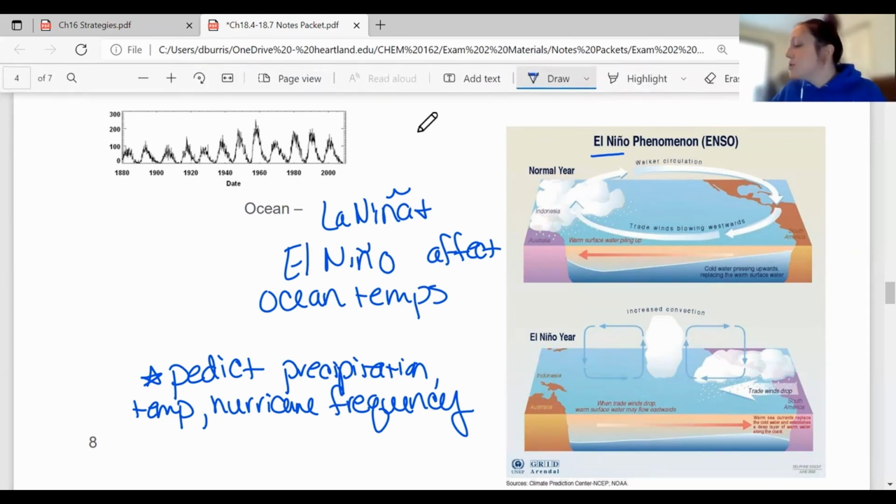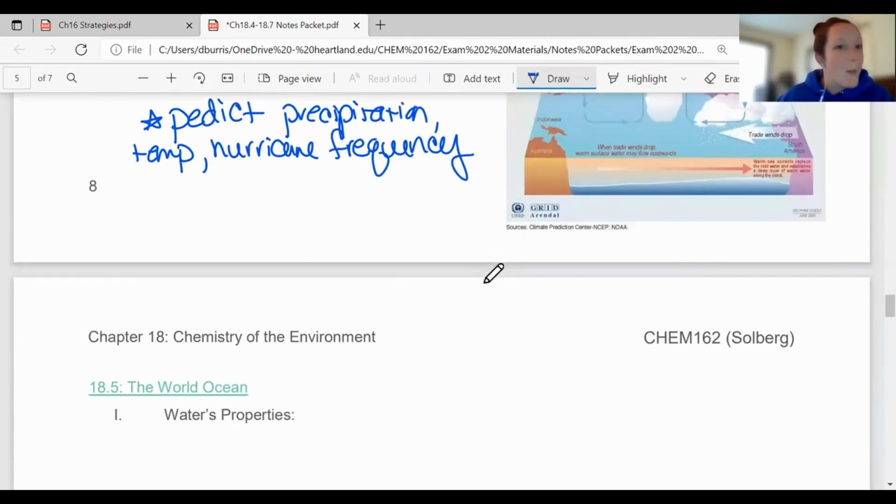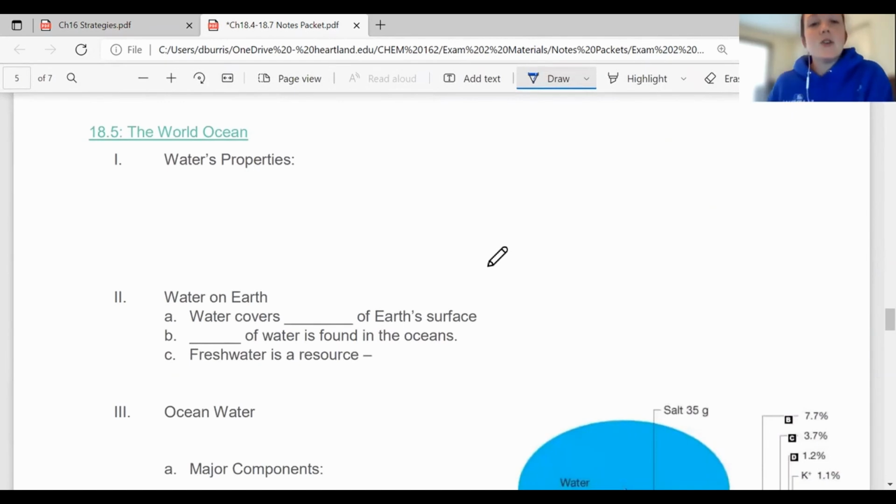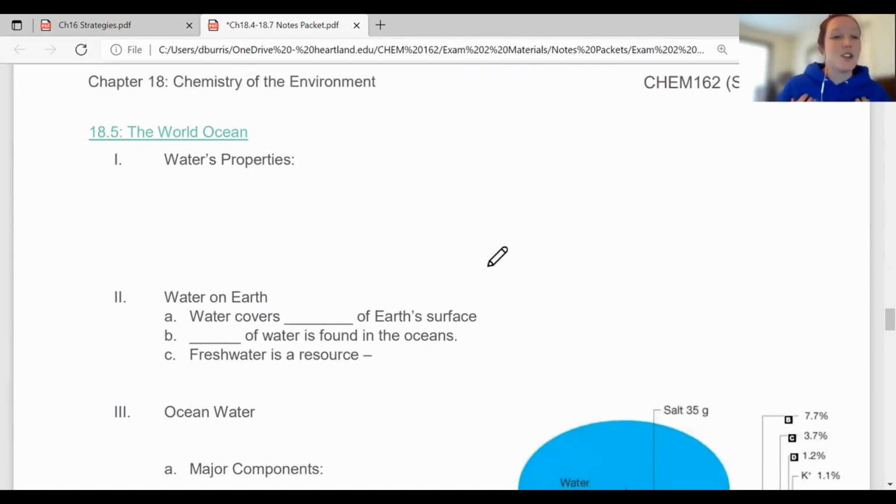Okay, so on to the ocean and fresh water. We're almost done. We obviously know that water is really important. Water is really important in chemistry because we do almost all of our reactions in water, because it has very special properties. So you guys know all of these things. We're just going to put them on here.